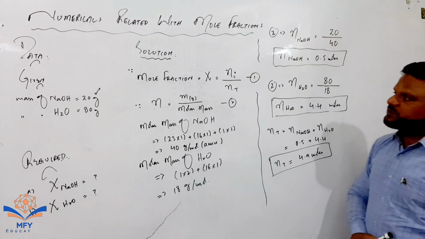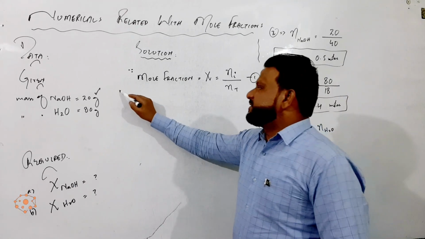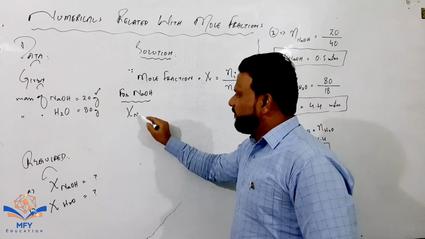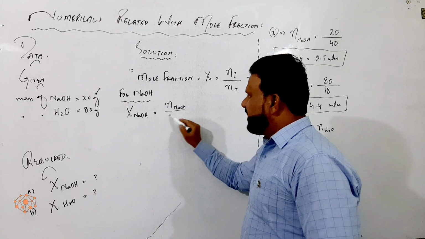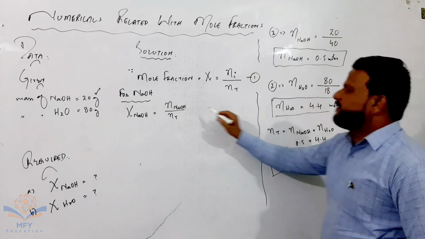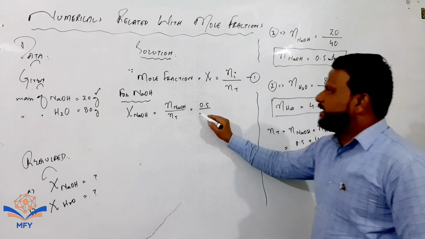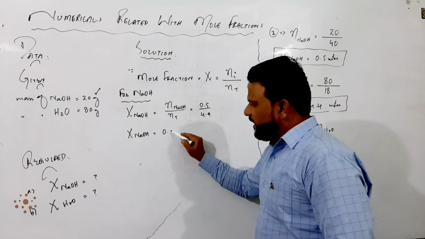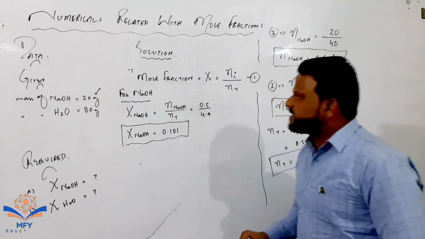Now we are going to move towards solving this numerical. Now the mole fraction of NaOH can be calculated by moles of NaOH divided by total moles. Now we have calculated moles of NaOH, that is 0.5 moles of NaOH, and total moles is 4.9. Now mole fraction of NaOH becomes 0.101, and there is no unit because it is the ratio between two similar quantities.